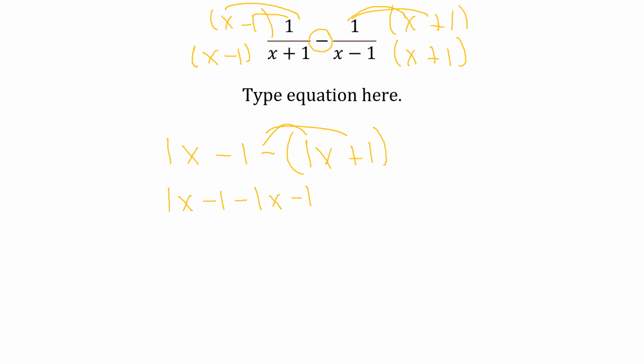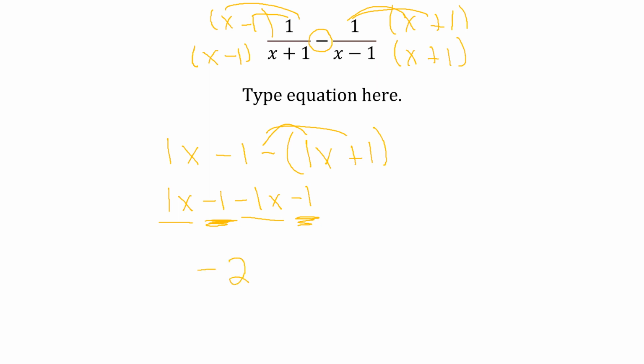So all of that looks crazy. And I think that's why I couldn't type this one in because it looked like absolute values in there with all these ones. So what I have is 1x minus 1x. That goes away. Then negative 1 minus 1 gives me negative 2 on the top.